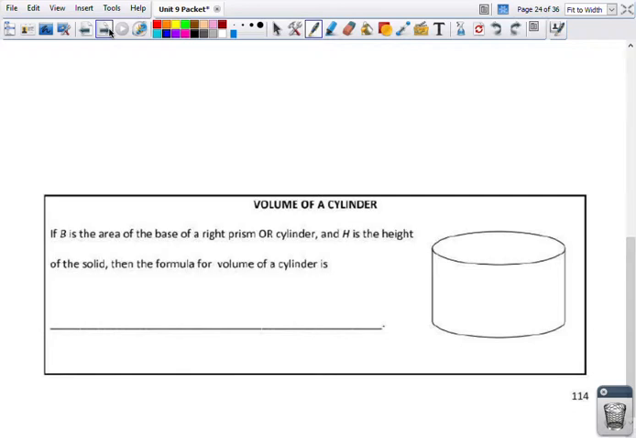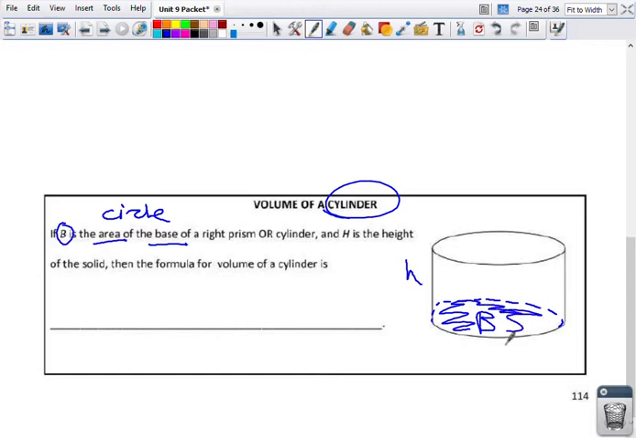All right. Again, we have big B is the area of the base. Well, we're talking about a cylinder, so that's always going to be a circle for a cylinder. And h is the height. Okay. So here's our height. Here's our base, if you want to think of it like that. This is our big B. This is our space inside here.